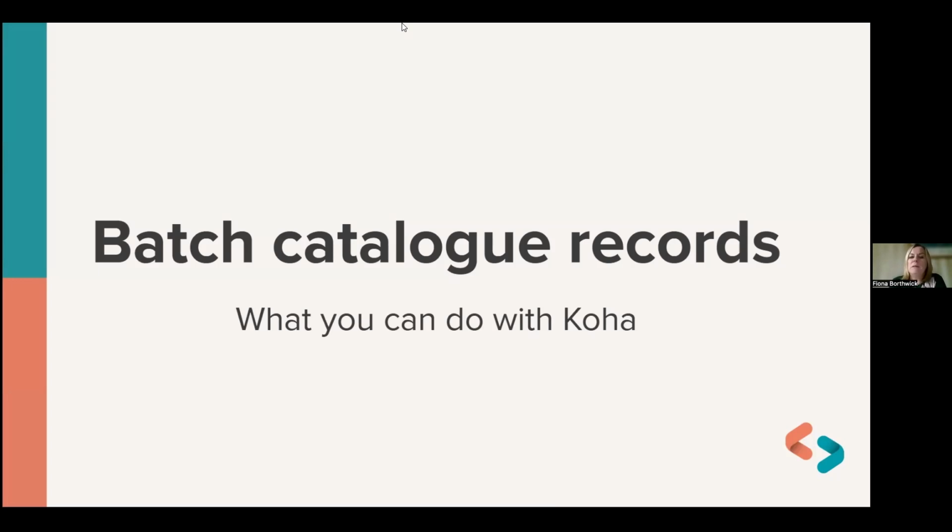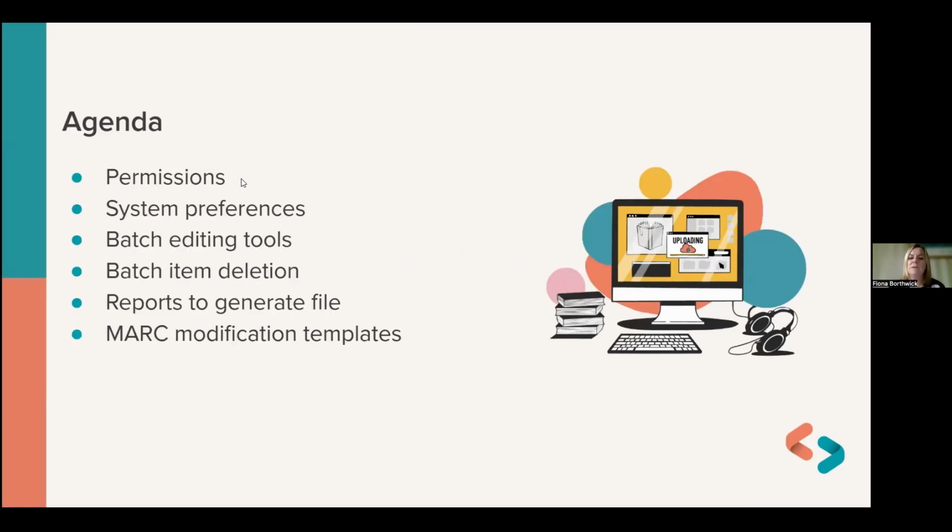And the webinar today is a follow-on to one that we did last month, where I provided an overview of the Koha cataloguing tools that are available. So this just takes it to the next stage, where we look specifically at what you can do with Koha to batch catalogue, batch edit your catalogue records and items. So we'll be looking at some of the tools that are available. So this is what we're going to be looking at today.